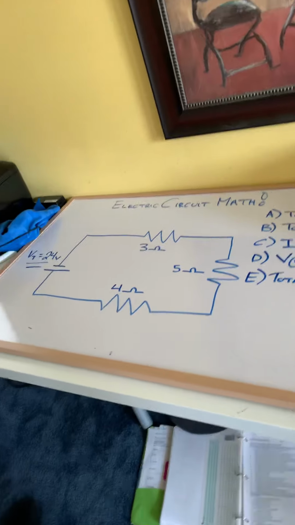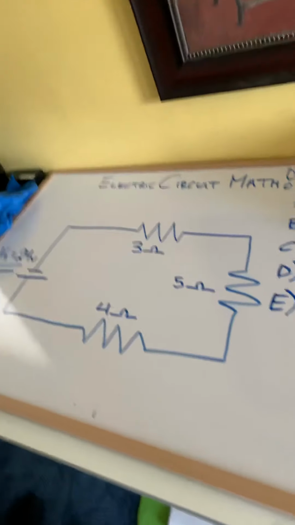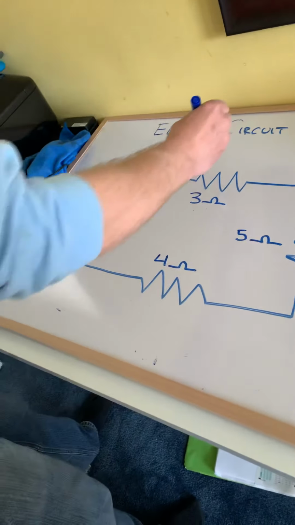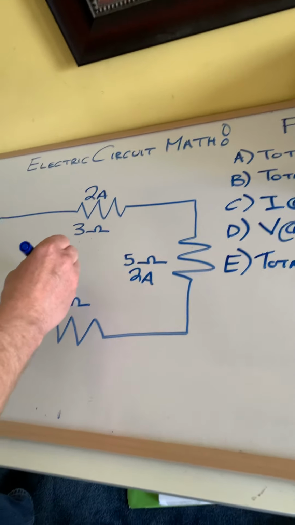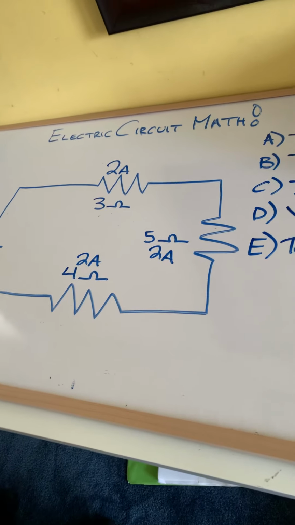C. What are we after in C? The current at each resistor. So this is the easy one I was thinking about earlier. If we know our total current is 2 amps, based on the law of series circuit, we know it also has to be 2 amps there, 2 amps there, and 2 amps there. So that's a pretty straightforward one to do.